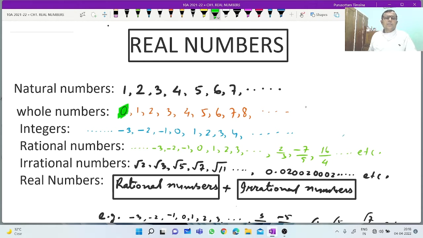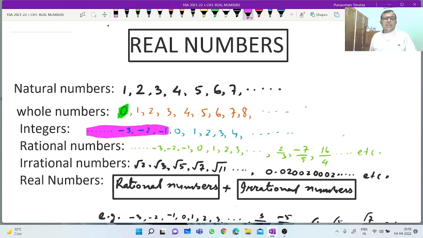Natural numbers are also known as counting numbers. These are used for counting. If you add 0 to the natural numbers, you will get whole numbers. Then if you add negative numbers to the whole numbers, you will get integers: whole numbers plus the negative numbers -1, -2, -3, etc. Together these are called integers.